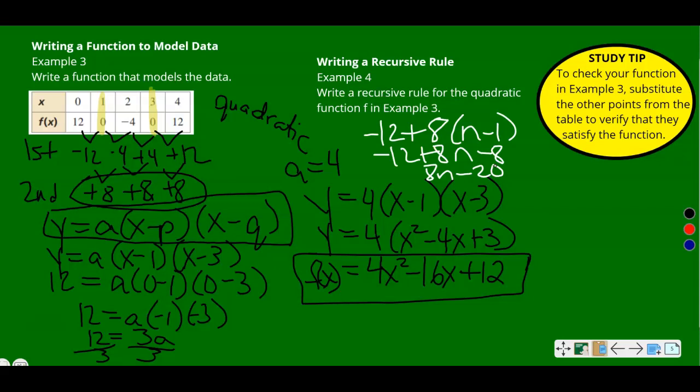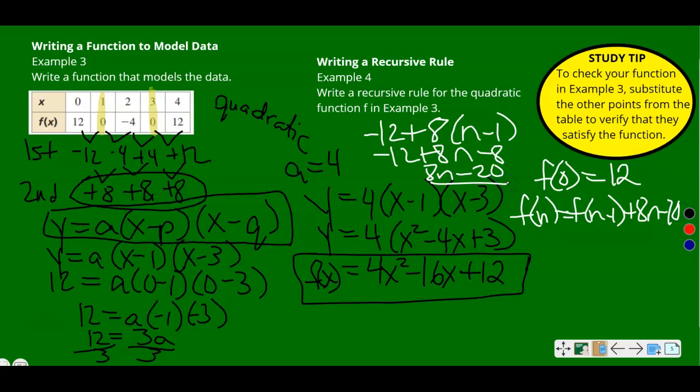All right, so how do we write that? We can write that as a recursive rule. Remember, you got to have your first term. So we're going to have f of 0 equals 12. If you come over here and look, that equals 12. And then the rule would come after that. So we're going to have f of n equals f of n minus 1 plus 8n minus 20. So that's the rule we found right here.